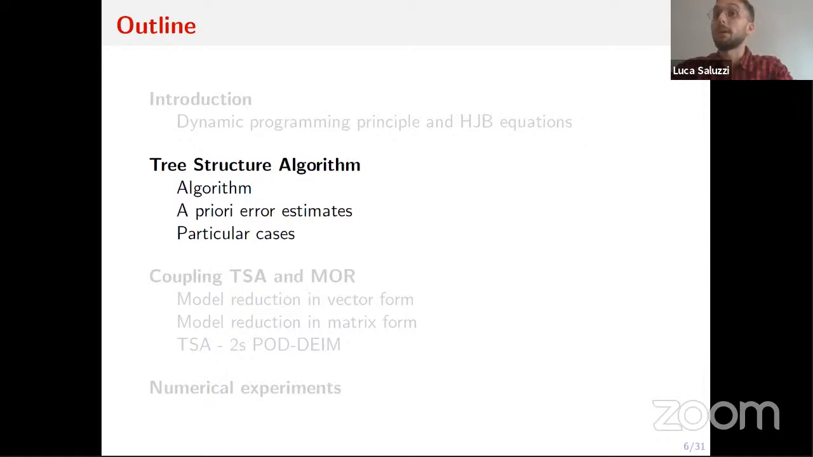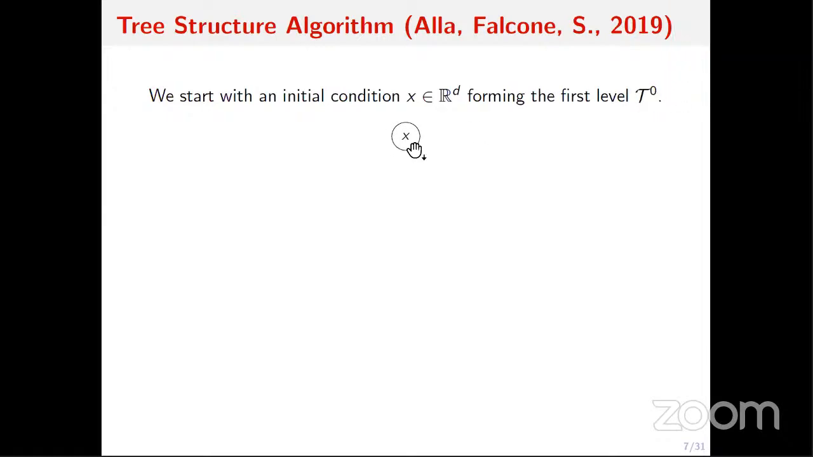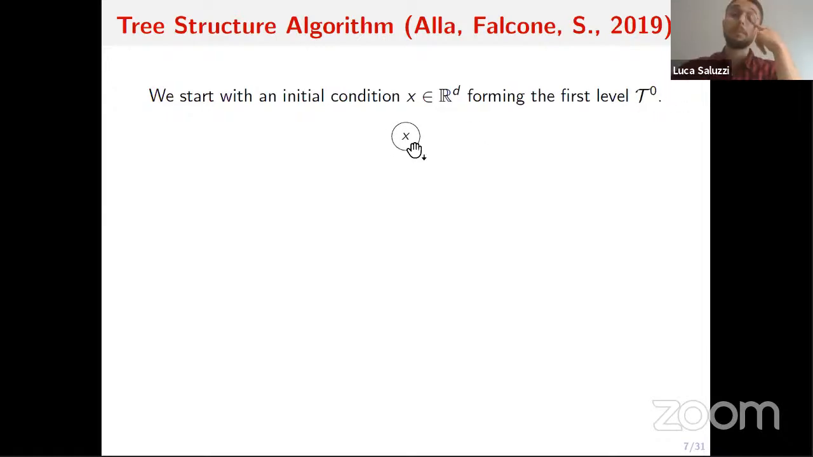Now let's move to the tree-structure algorithm. The tree-structure algorithm is the following. As I told you, our dynamical system is starting from an initial condition X in R^d. And this will form our first level T0 of the tree. So it's a node X.